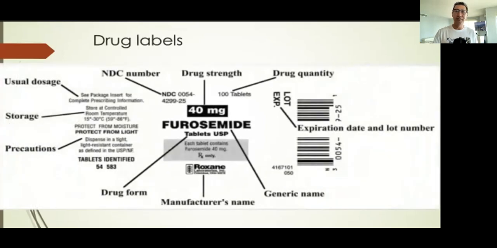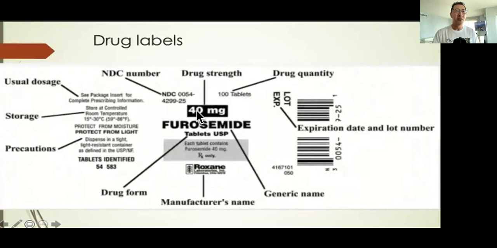There's a lot to unpack here. I'm going to start from the top. You've probably seen many drug labels, but nobody's really talked to you about it. You haven't really looked deeper into what it means. Starting from the top, drug strength.